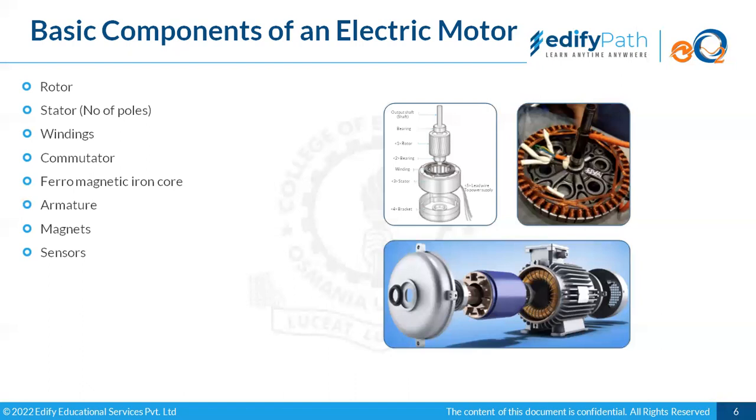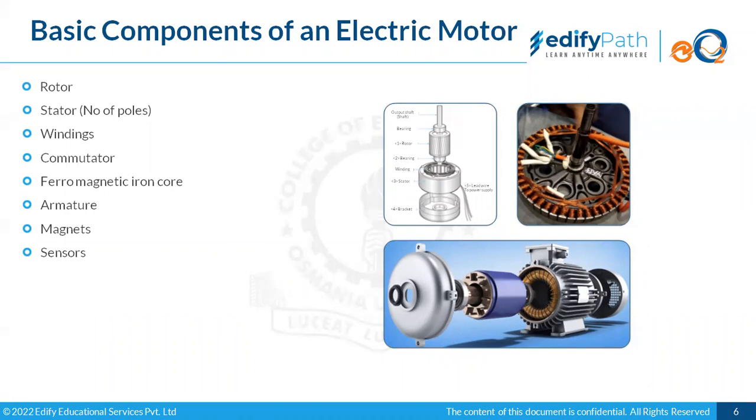The windings are done to induce an electromagnetic field. Depending upon the type of motor, the winding placement could be different. They could be found only on the stator, or there could be windings on the rotor also. The commutator is normally found in the DC motor; only in brushed DC motors do we find the commutator.